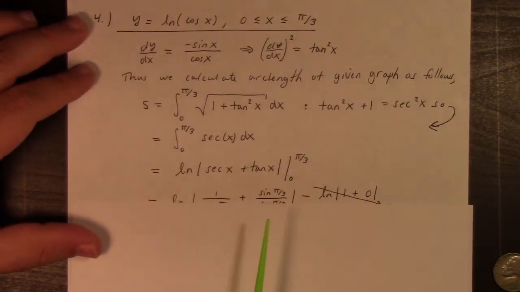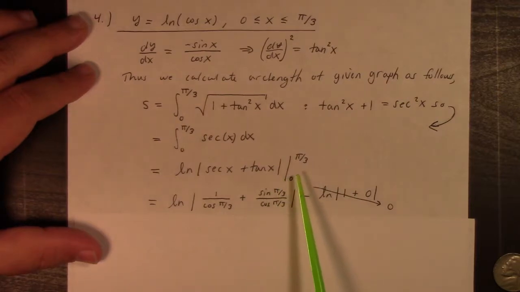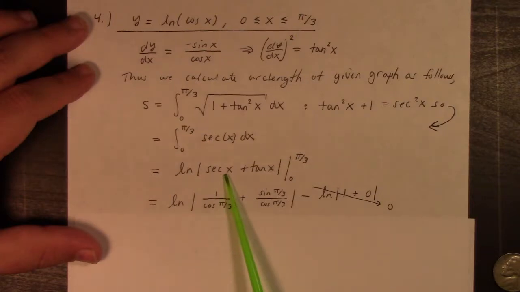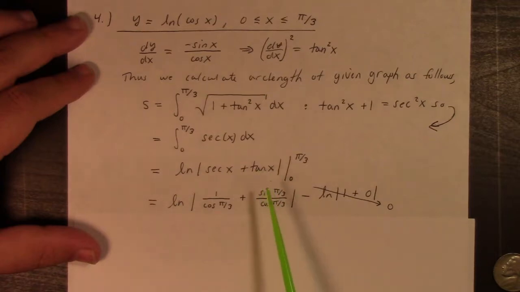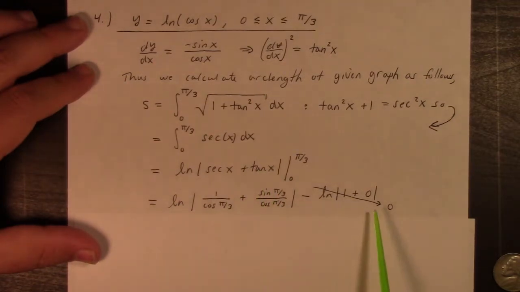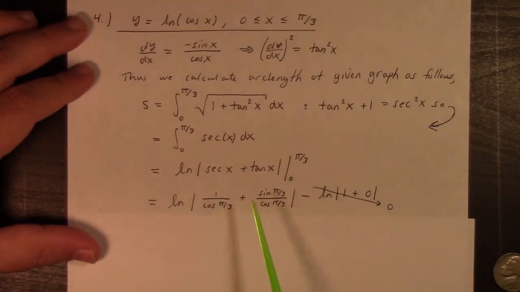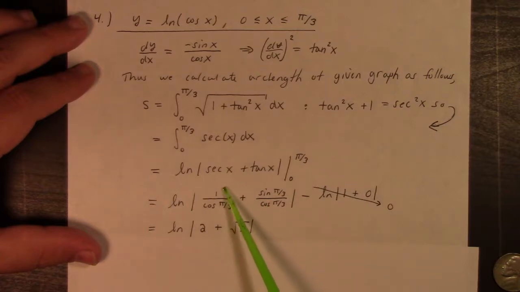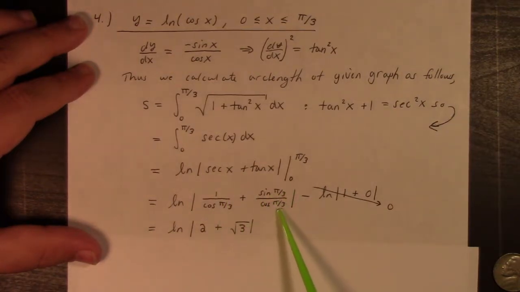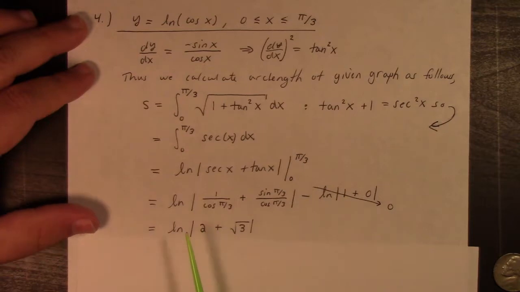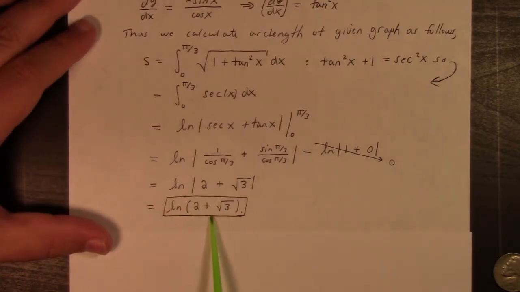And then we evaluate from 0 to pi over 3. The 0 gives me the secant, 1 over cosine of 0, which is 1 over 1, which is 1. Tangent of 0 is 0, so the lower bound actually contributes a natural log of 1, which is 0. So the lower bound amounts to nothing. The upper bound works out to 1 over 1/2, which is 2, and this is square root of 3 over 2 divided by 1/2, which is otherwise known as square root of 3. So there you go. The arc length of this curve happens to be the natural log of 2 plus root 3.